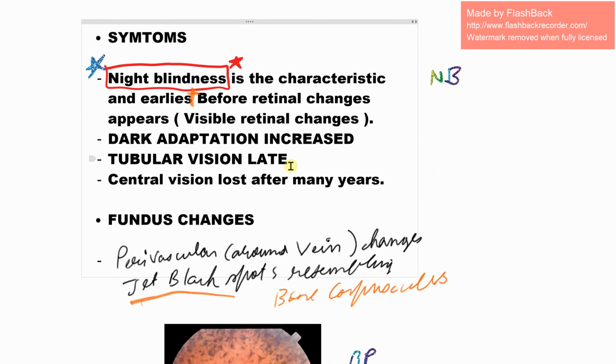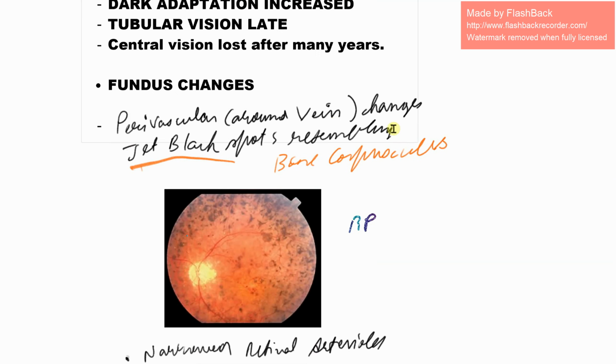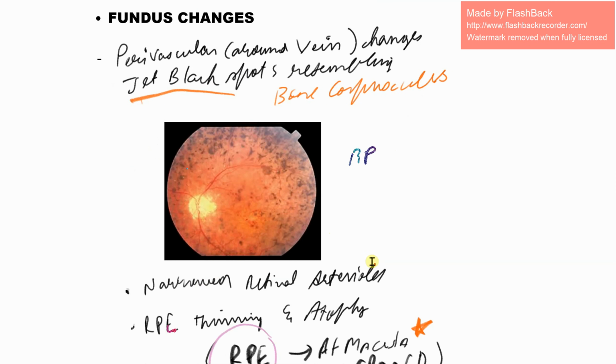Tubular vision occurs in late stages. Central vision is also lost after many years. What are the fundus changes which can be seen in retinitis pigmentosa? Jet black spots resembling bone corpuscles can be observed on the retina. So you can see here jet black spots resembling bone corpuscles, black dots on fundus changes.